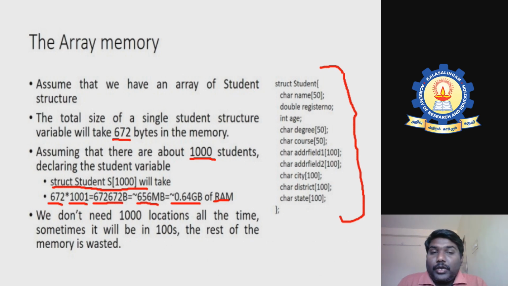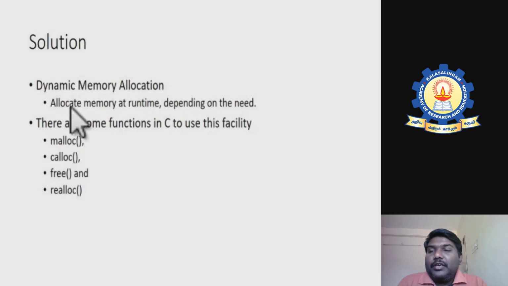In order to overcome this problem, C has a facility called dynamic memory allocation. That is, whenever we need memory, we can allocate it, and whenever we don't need it, we can free the memory. This is the concept behind dynamic memory allocation. And C provides some functions to do this. We have malloc, calloc, free, and realloc.